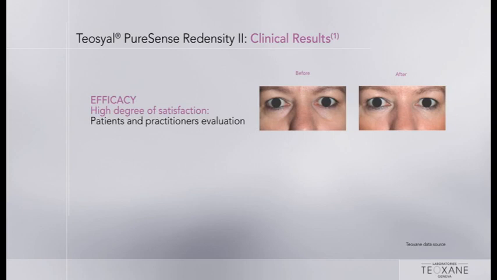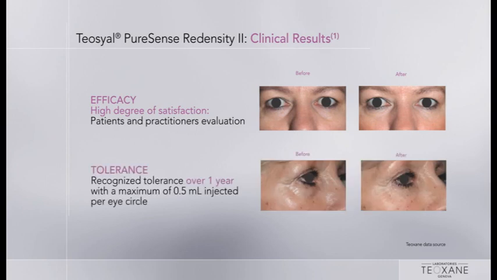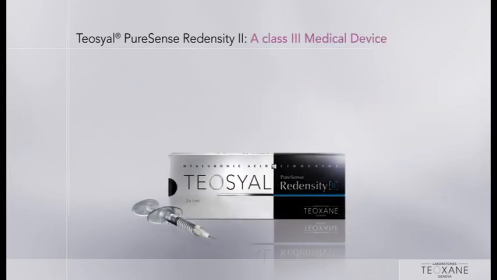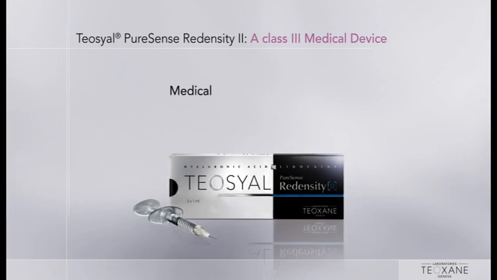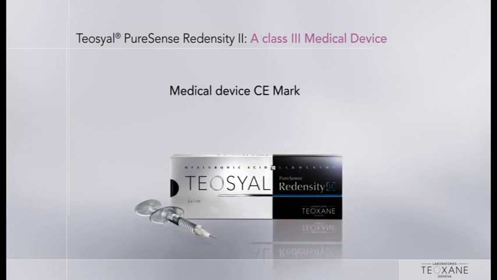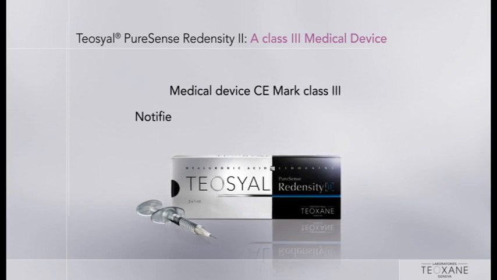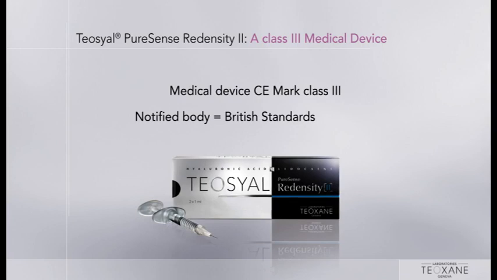The clinical results show a high degree of satisfaction from patients and practitioners. The results are immediately visible after injection, as shown on this before and after picture. The excellent tolerance of Redensity 2 was also demonstrated in the clinical studies with an average injected volume of 0.37 mL per R circle. Redensity 2 is a medical device that obtained a CE mark of Class 3, certified by the BSI, British Standards Institution.